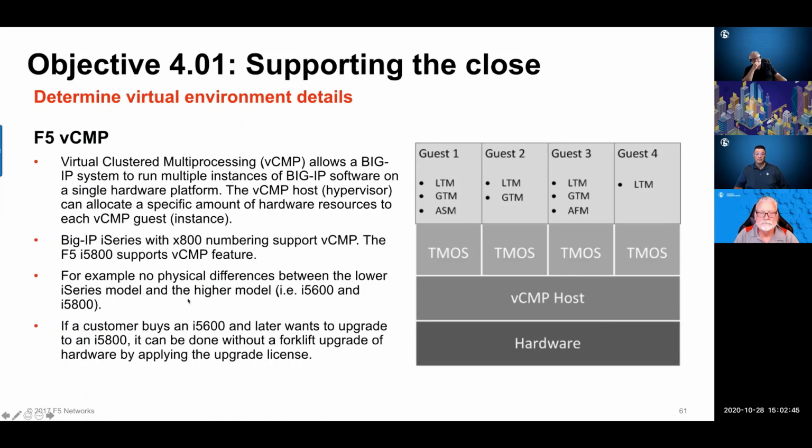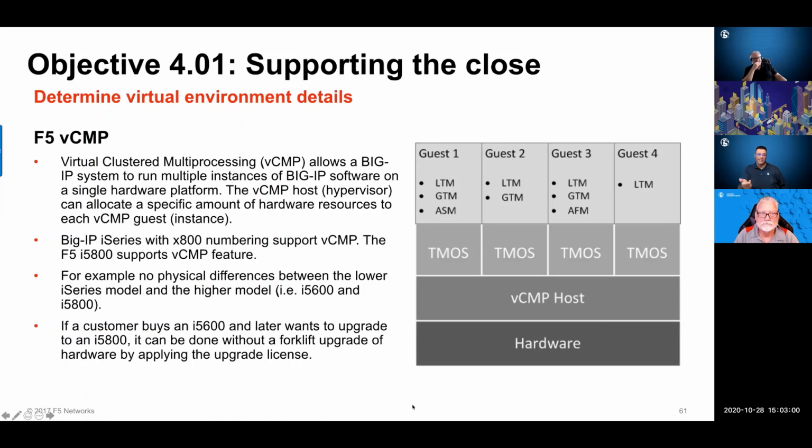How about if a customer doesn't buy that feature? Well, let's say they go with an i5600 model. That model does not have that VCMP feature. So they can upgrade it with an add-on license to make it into an i5800. It's the same physical hardware.